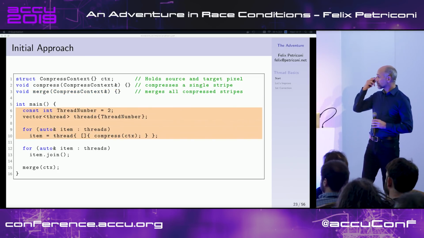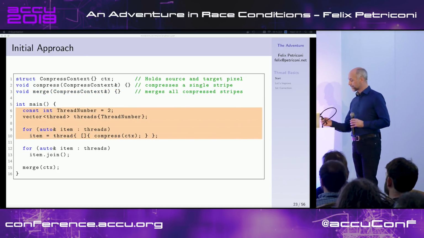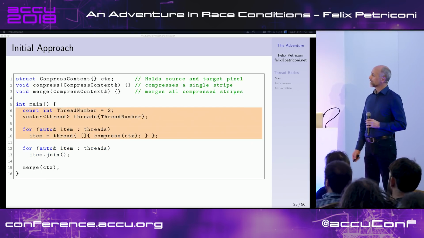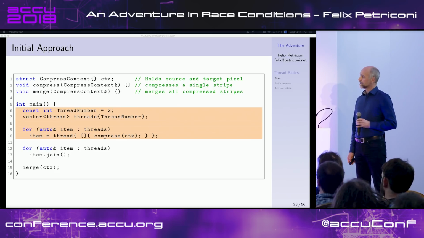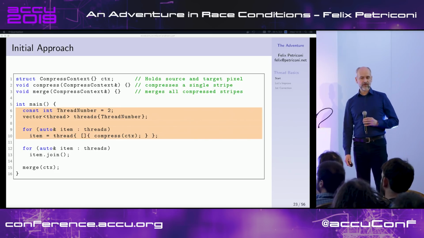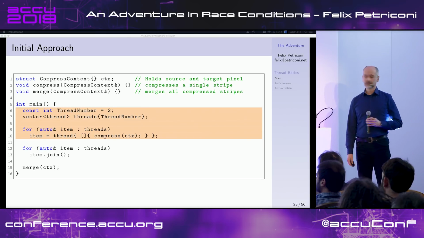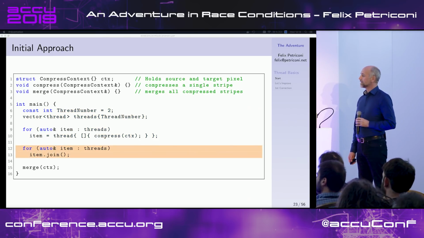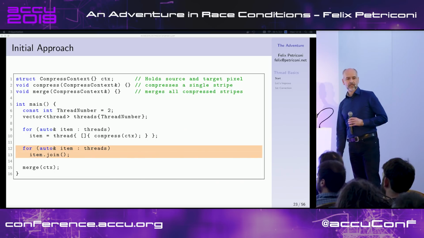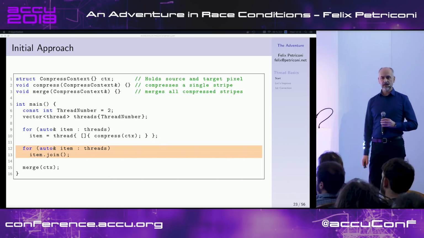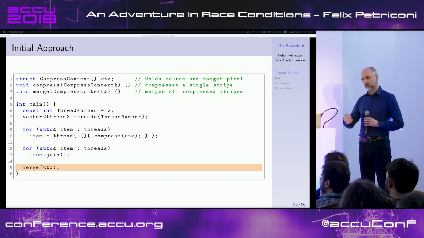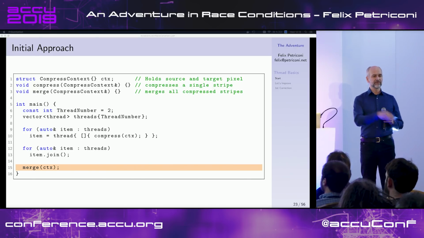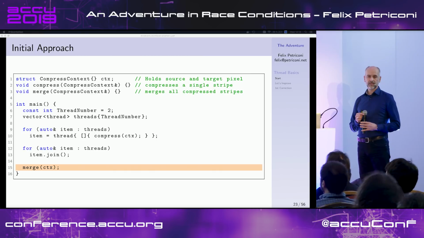In our initial approach, we used user threads. We create a vector of threads, and in each thread this compression function should work. At the end, we join, so we wait until every slice is finally compressed, and we merge everything, and then we're done. Okay? If there's any question, please do not wait until the very end, but interrupt me immediately, please.